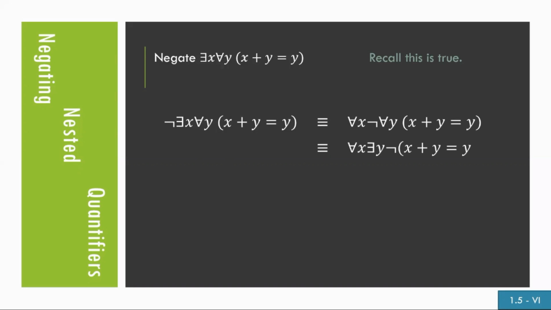We're going to push it in again. And now we have for all x there exists a y, where it's not the case that x plus y equals y. Well, push that negation symbol in just one more step farther, and we get the full negation of the statement. For all x, there exists a y, x plus y does not equal y. But that is a false statement.